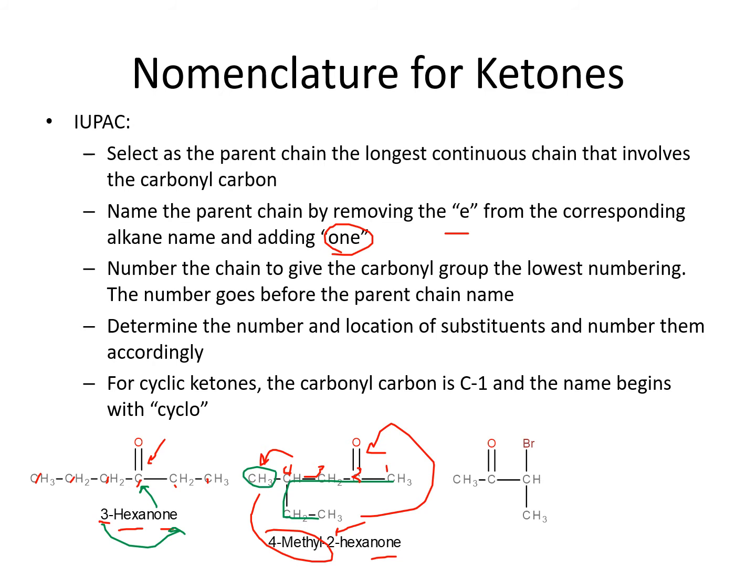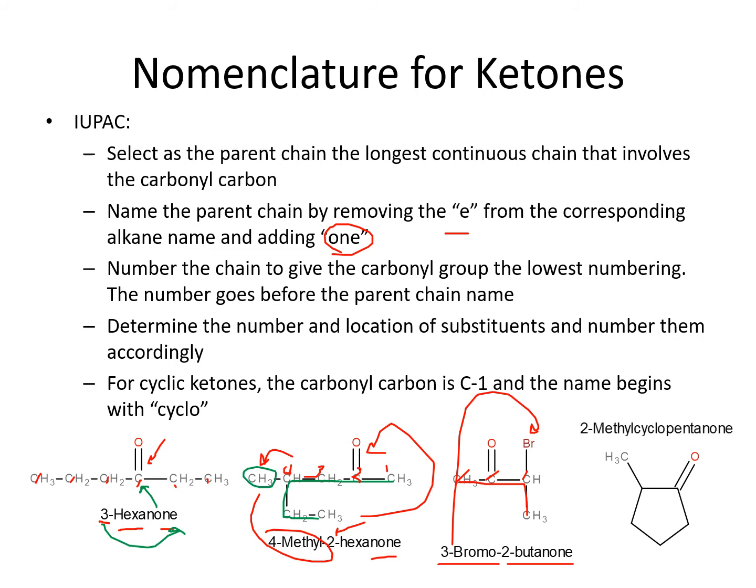This one, again, your longest chain should be 4. And it looks like we have a bromo on the 3rd carbon there. So 3-bromo. Again, carbon 1, 2, and there's your 3rd. And then don't forget we have a chain of 4 with the double bond on that 2nd. So butanone. And you can even have some of these rings as well. So we've got a cyclopentanone, and then we've got a methyl on the 2nd carbon. So that would be considered the 1st carbon, and that would be considered the 2nd carbon.